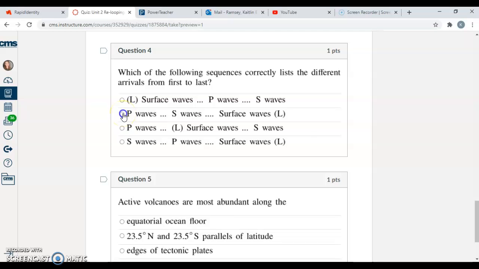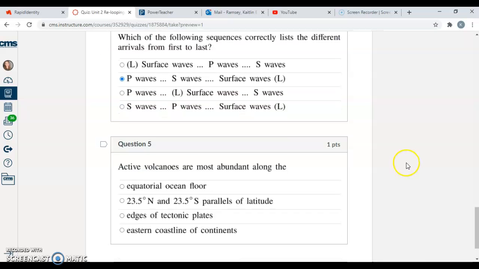Okay, so we should have chosen B because our primary waves will come first. Remember, those are those waves that aren't quite as destructive. They move really quickly. S are our secondary waves that they come second. And then our surface waves are those destructive ones that come very last.